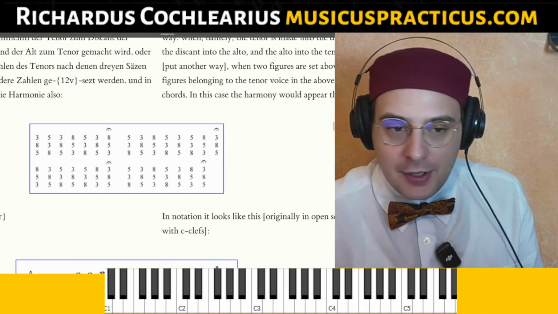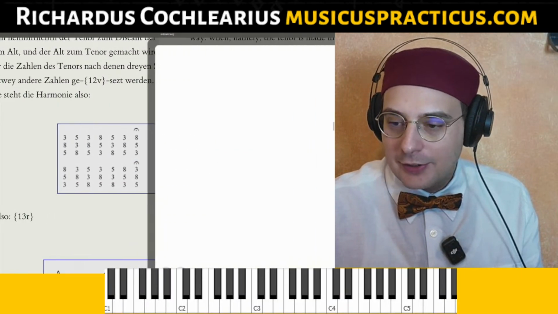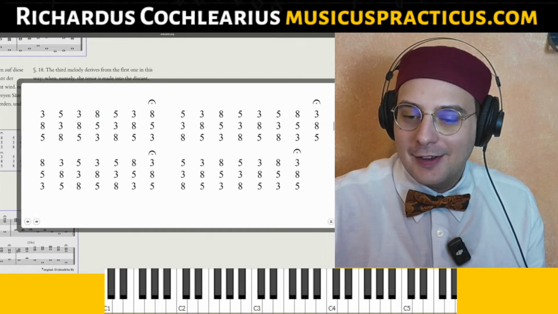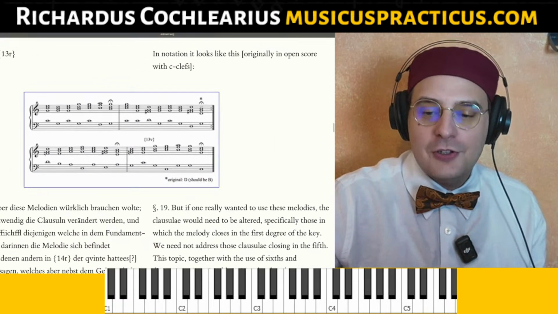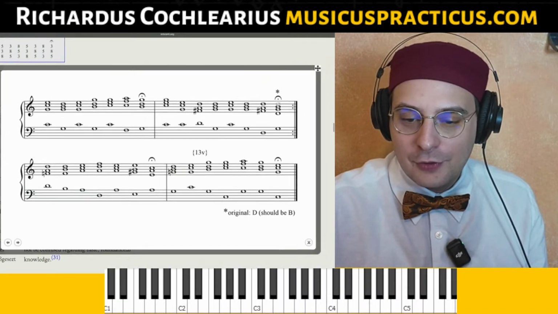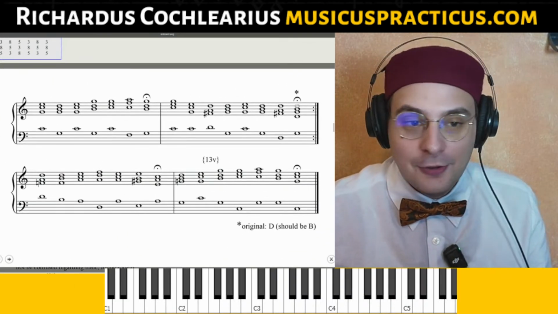Okay, so here, if you want to win the lottery, there are other numbers you can try, you can experiment, or if you are a musician, you can read from the score. So now we have the chorale in the middle note.